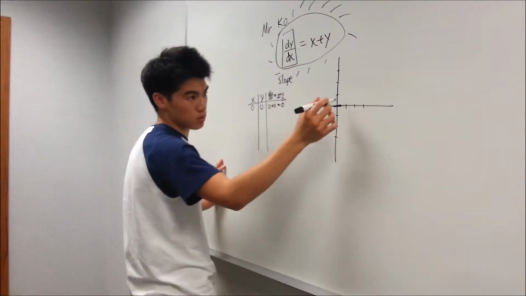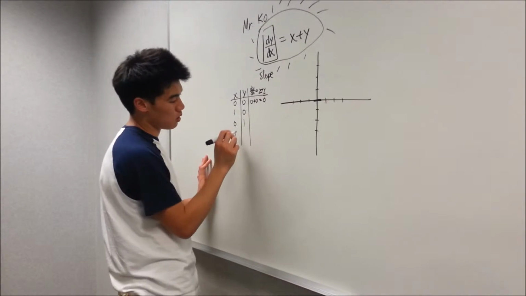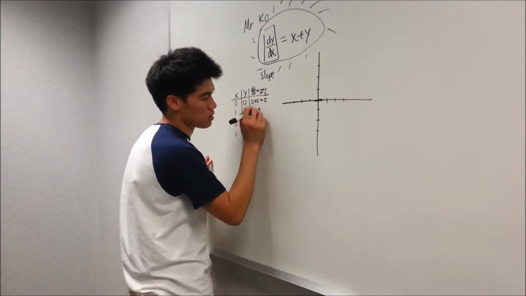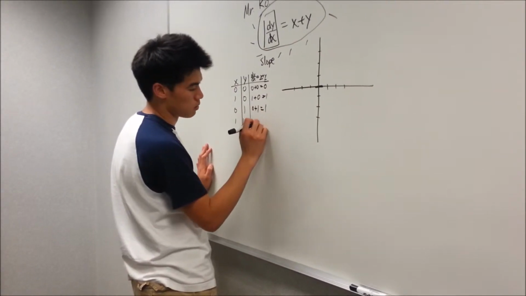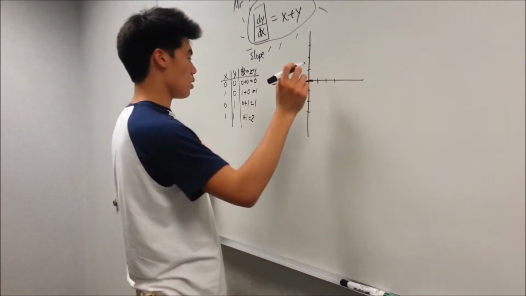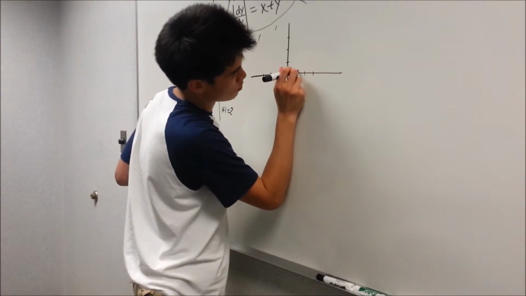And then we're going to do 1, 0, and a 0, 1, and a 1, 1. So we get a 1 plus 0 equals 1, 0 plus 1 equals 1, and a 1 plus 1 equals 2. So at 1, 0, we're going to have a slope of 1.